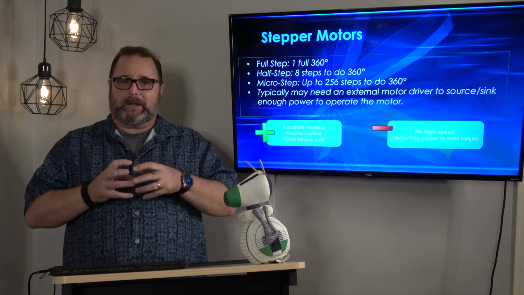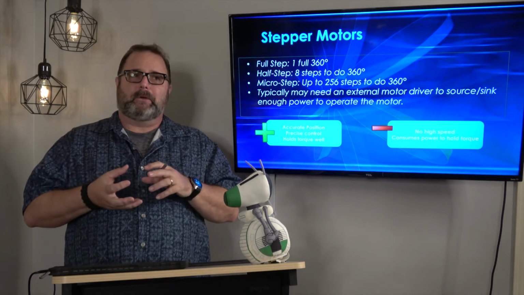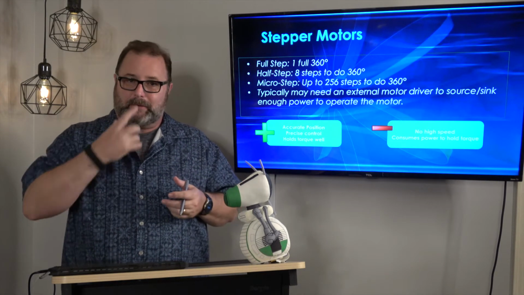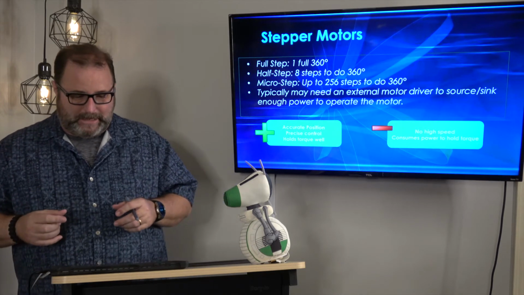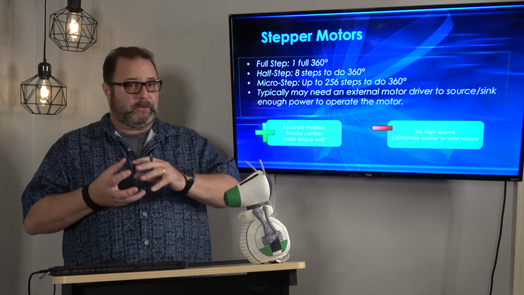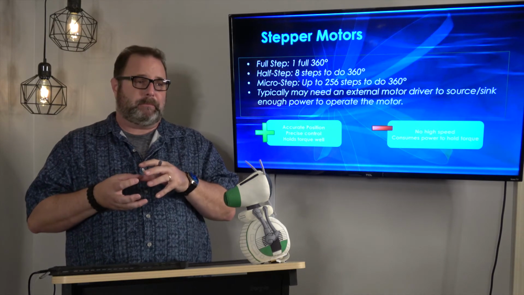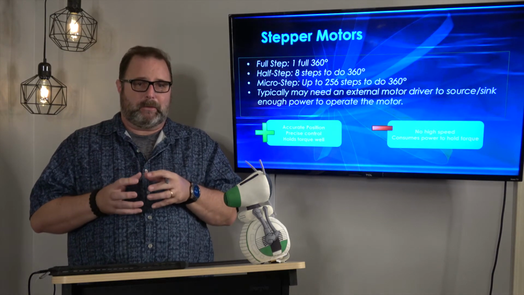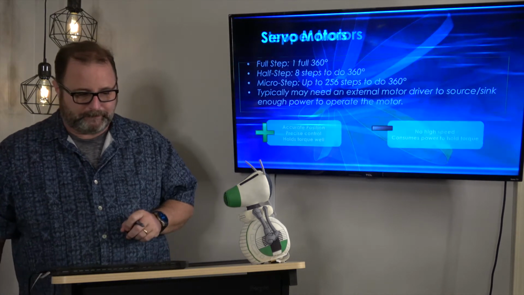Okay, it's measured angular movement, so you're just not going to get high speed out of these things, okay? And it does consume power to hold the torque. So it's good at holding the torque, but you're going to pay in power. You're going to burn power to hold that torque on a stepper, okay?